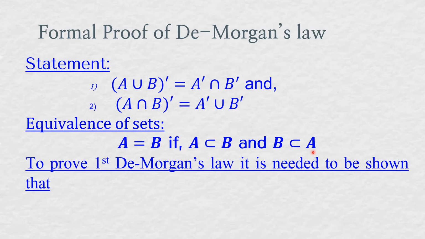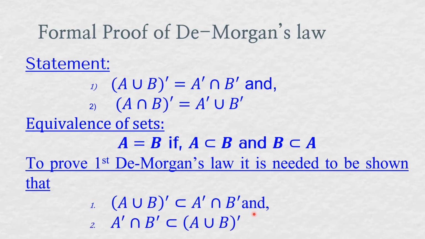Now to prove the first De Morgan's law, it is needed to be shown that the complement of A union B is a subset of the intersection of complements of A and B, and it is also needed to be proved that the intersection of complements of A and B is a subset of the complement of A union B.